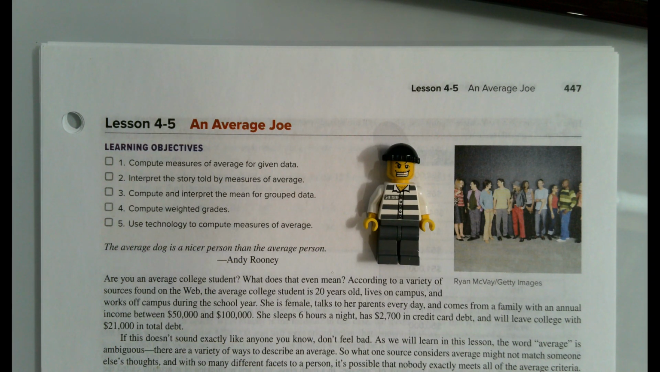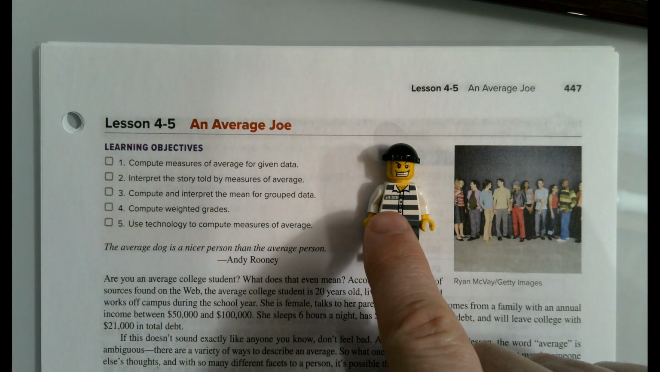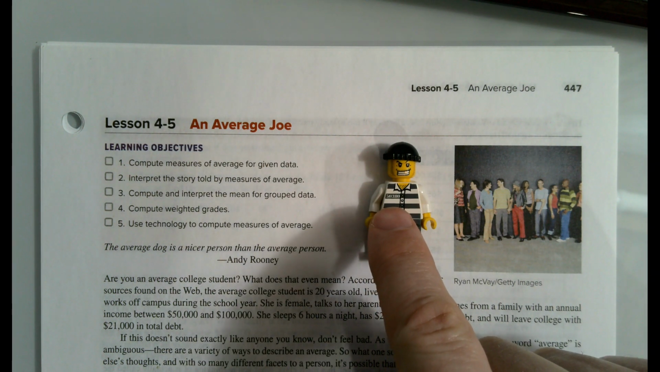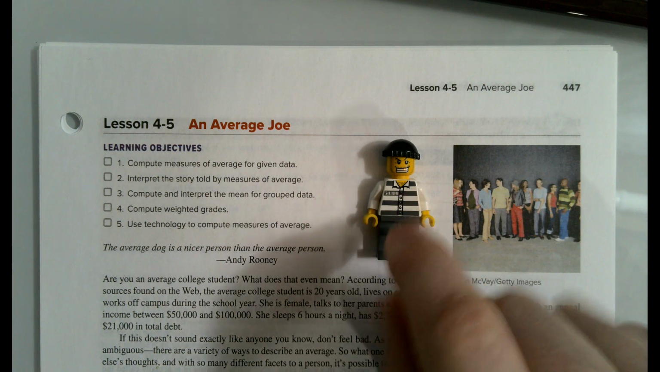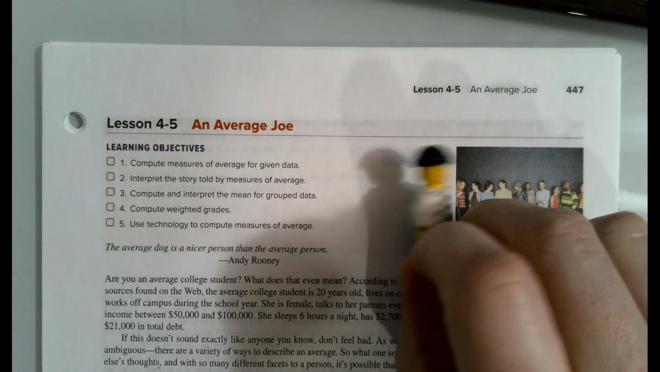So, lesson 4.5 is brought to us by a prisoner, number 5380. Gold teeth, big smile.